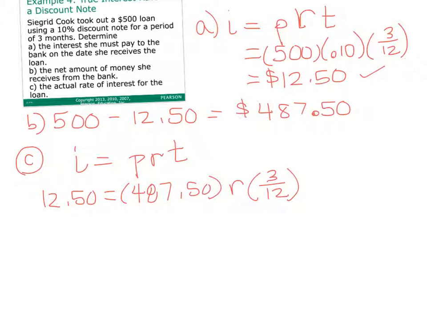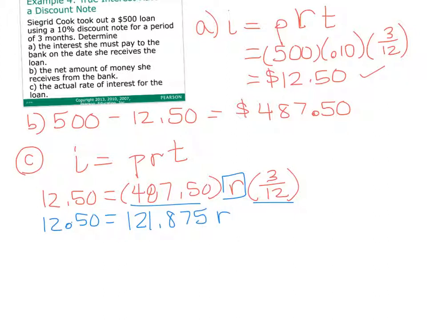So the question is, what was the rate really? What I would recommend is that on the right-hand side, you grab your calculator and take $487.50 and multiply that by 3 and divide it by 12. When you do that, you're going to get the decimal 121.875, and remember that's multiplying R. And then to get R alone, you're going to divide each side of the equation by 121.875.